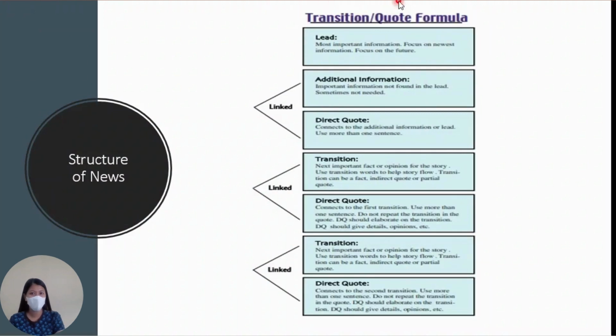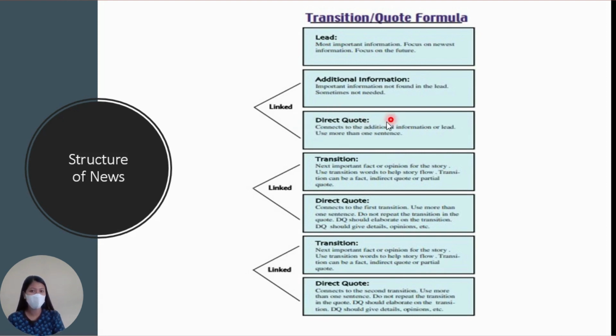This is the transition code formula. This is the formula used by news writers for them to come up with a successful news article. So first you have your lead. Your lead is the most important information. It focuses on the newest information that the readers must read. Then we have here additional information. Sometimes additional information after the lead is not needed, but for some news writers, they do incorporate additional information that are not found in the lead to link to the next direct quote.